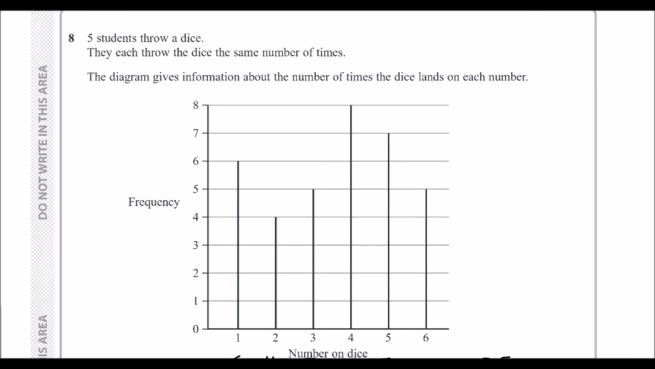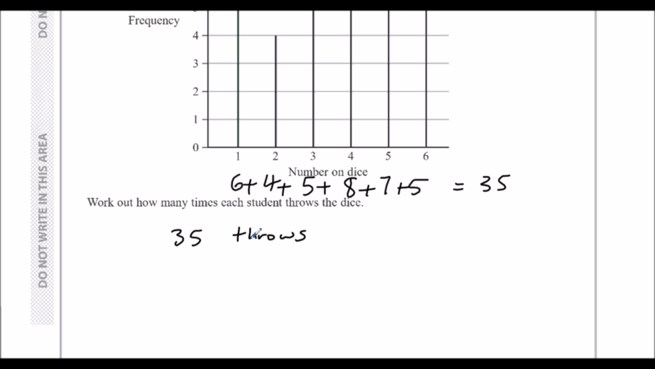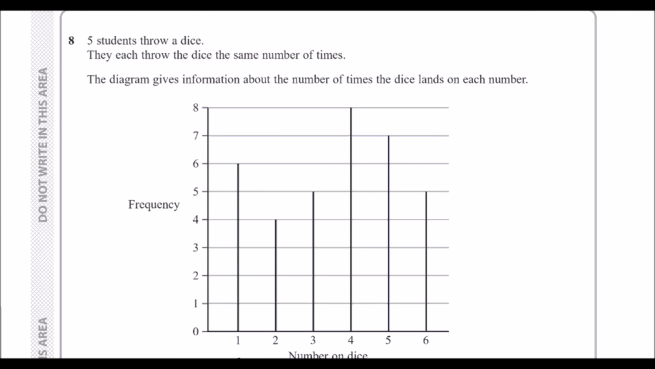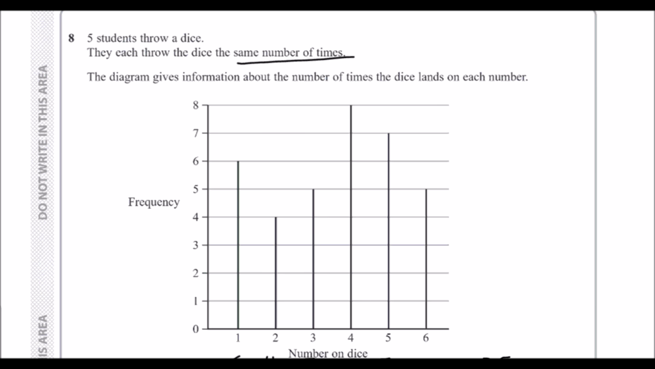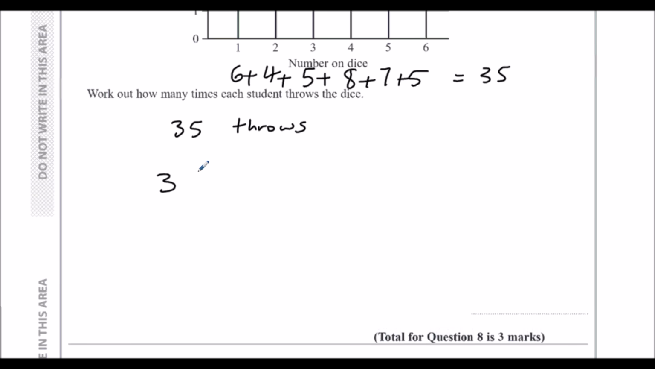How many students were there? There were 5 students, and they all threw it the same number of times. So 35 divided by 5. You can use your calculator for that, but it is 7. So 7 times each.